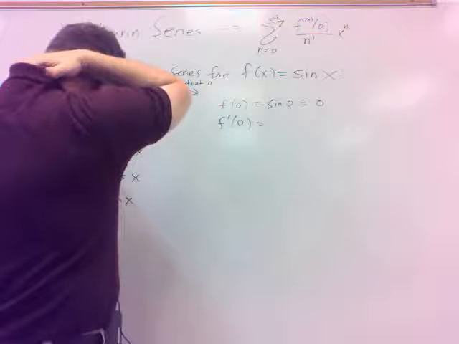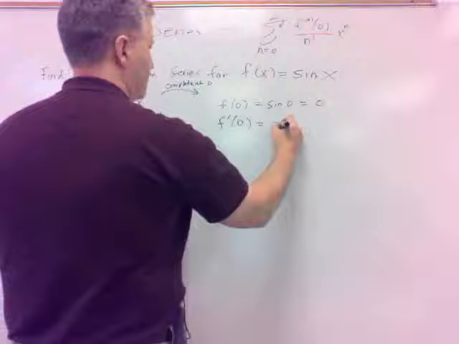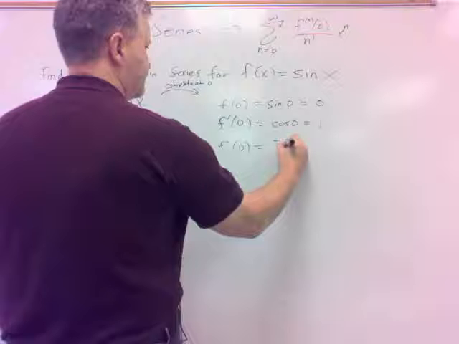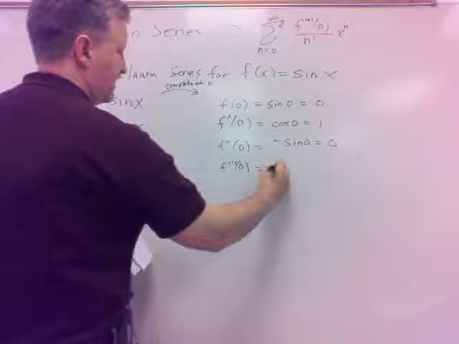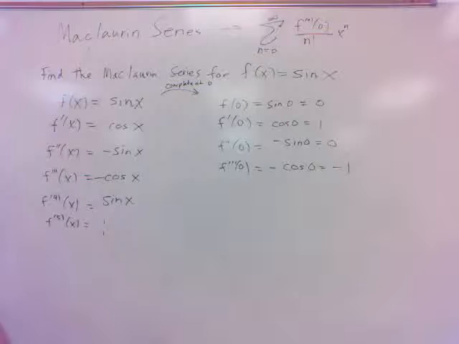First derivative at 0 would be cosine of 0, which is 1. So second derivative at 0. Second derivative is negative sine of 0, which is still 0. Third derivative at 0 would be negative of cosine of 0, which is negative 1. And then the cycle starts all over again.